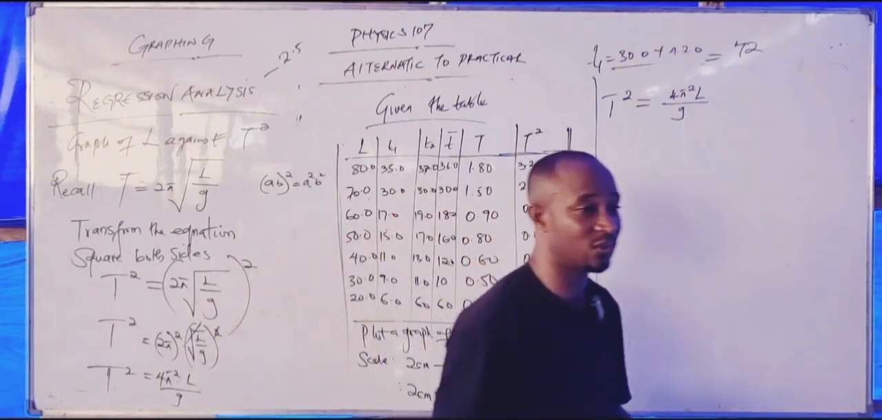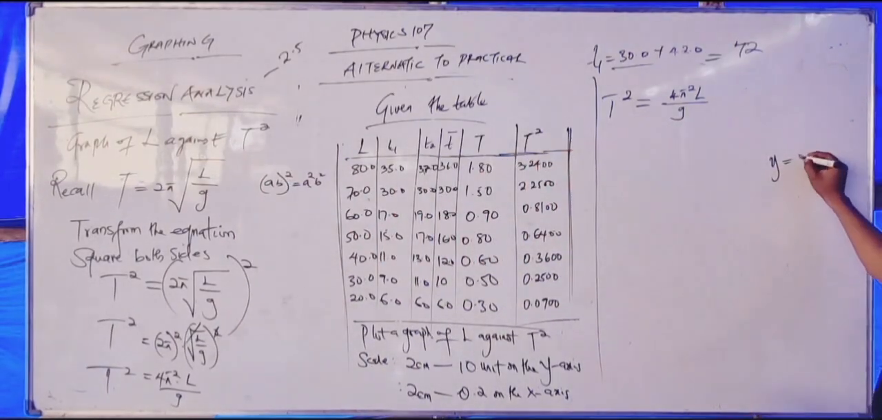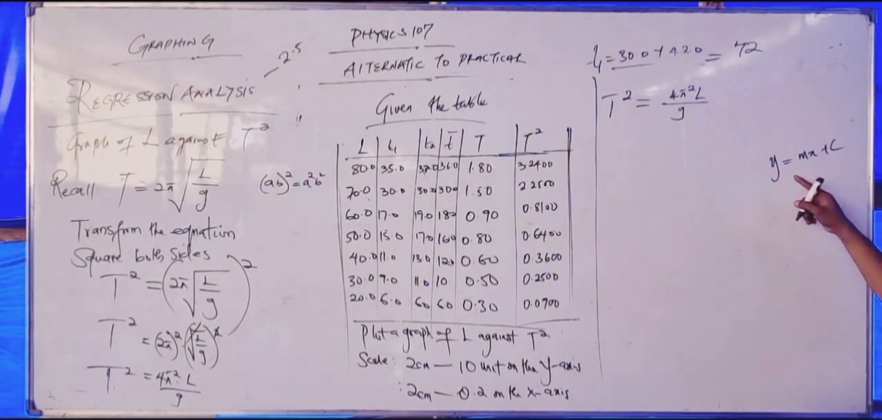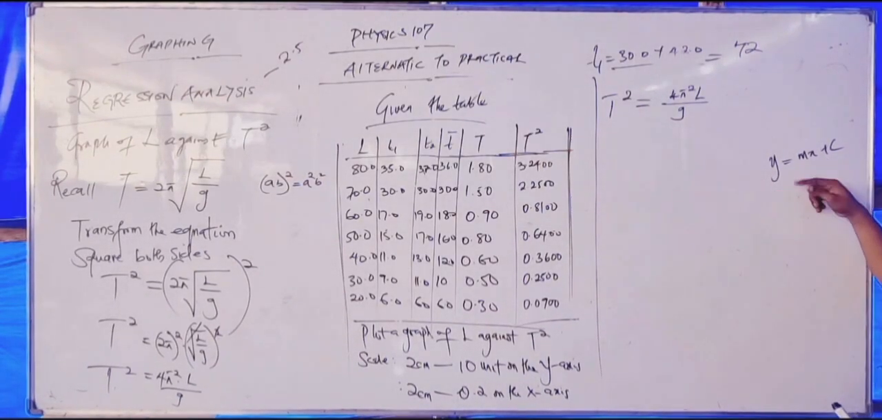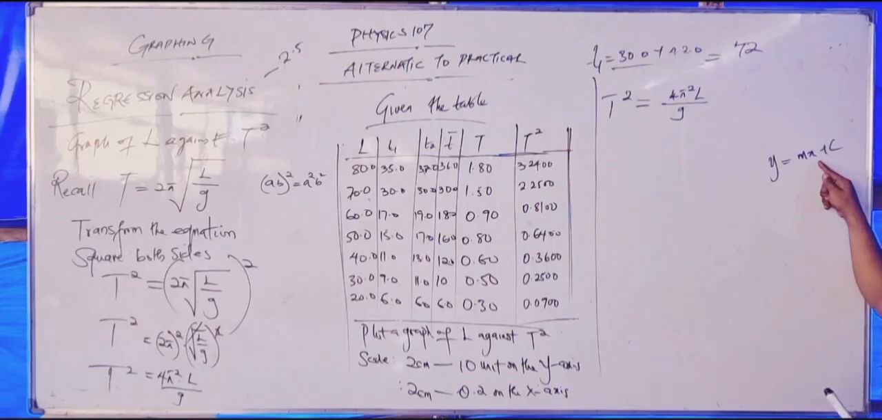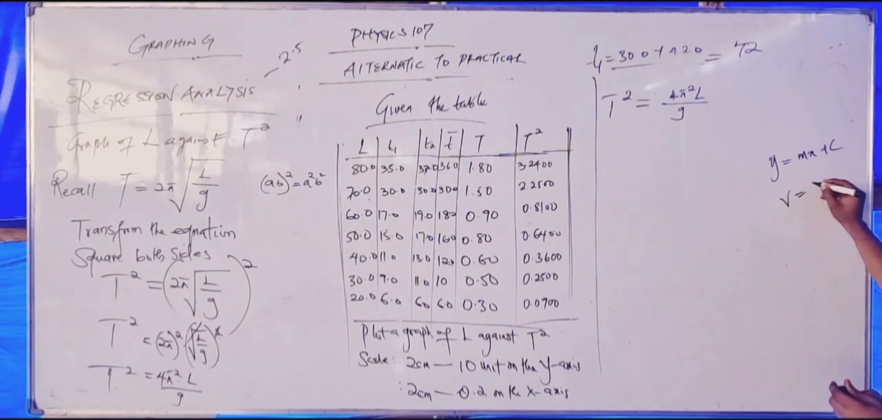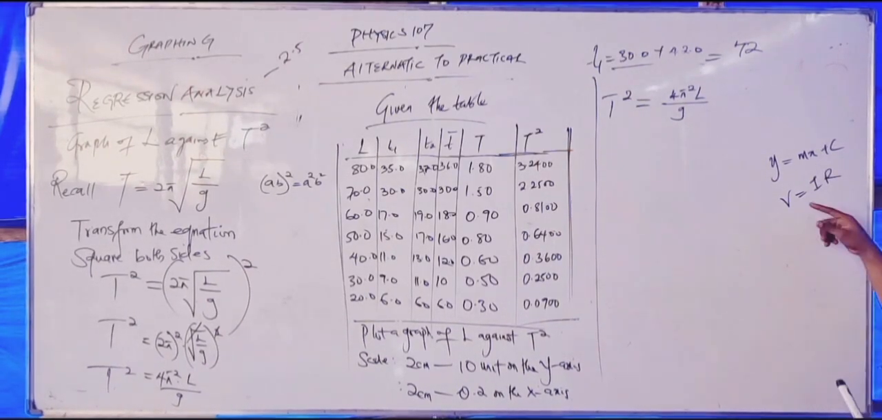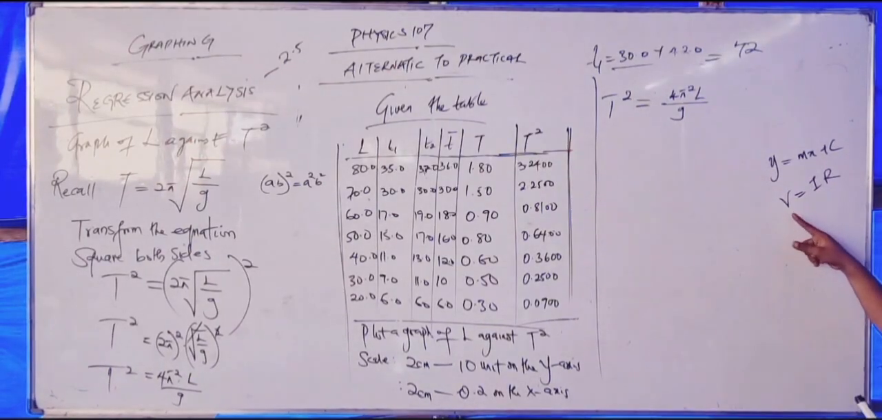Don't forget that when we started with y equals to mx plus c, y represents the dependent variable, and x is independent. A graph of y against x. If I have V equals IR, a graph of V against I, your y is same as your V. V represents the dependent variable.